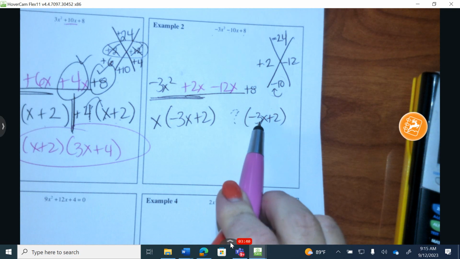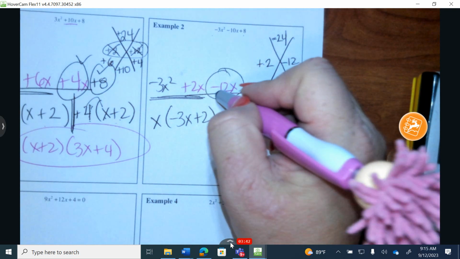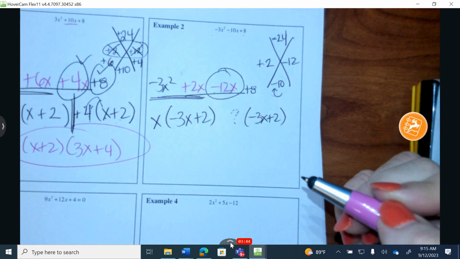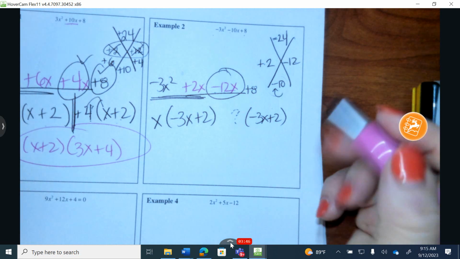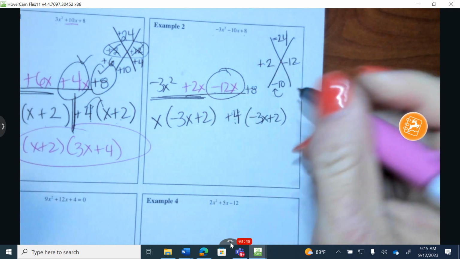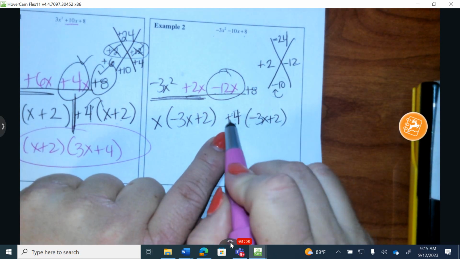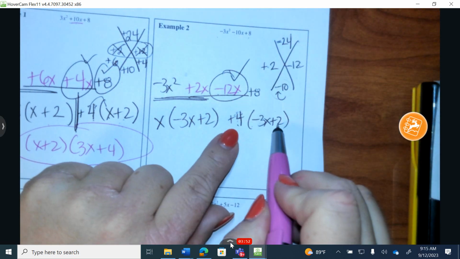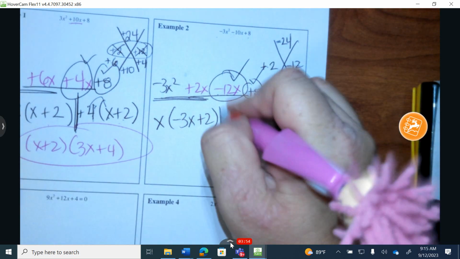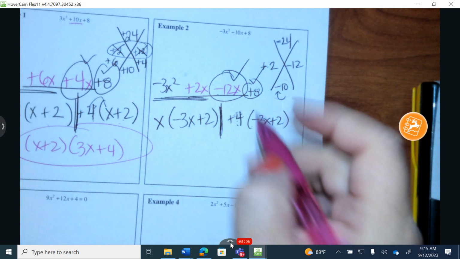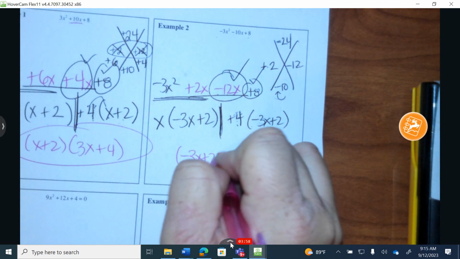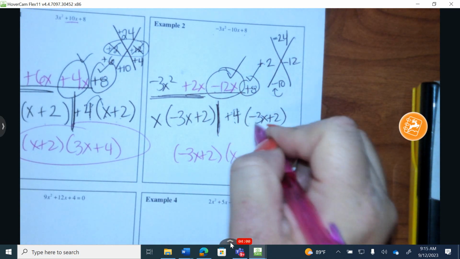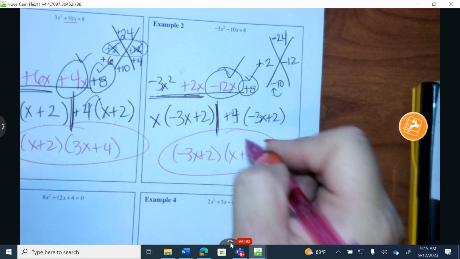What times negative 3x could give you negative 12x? Is that a positive 4 or a negative 4? Positive 4. Okay, multiplies to give you positive 12x. Got it? Multiplies to give you positive 8. Wonderful. Okay, so they both have the parentheses, negative 3x plus 2. In front of the first is an x. In front of the second is a positive 4. And we're done.